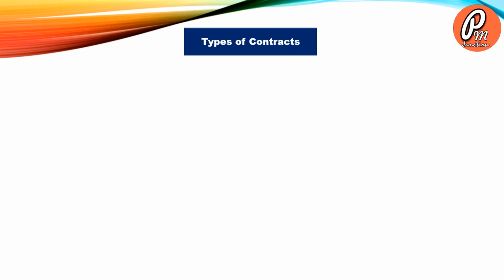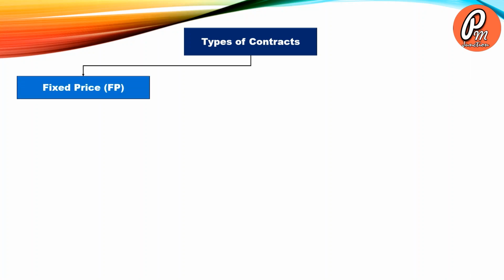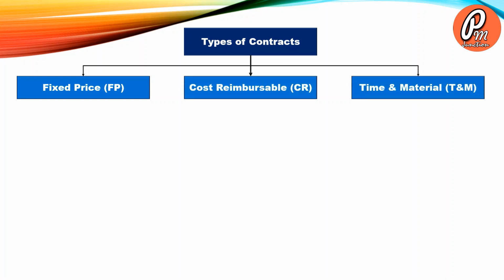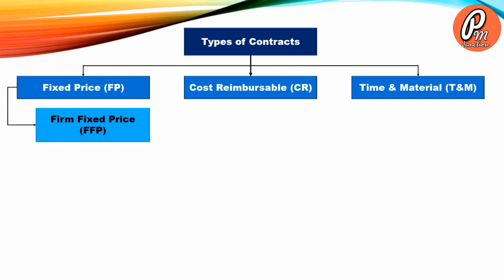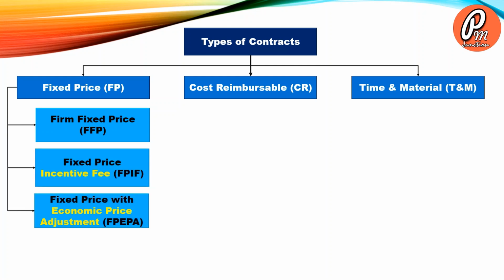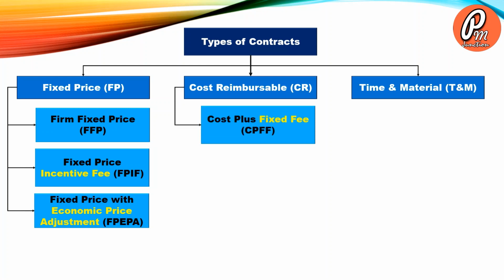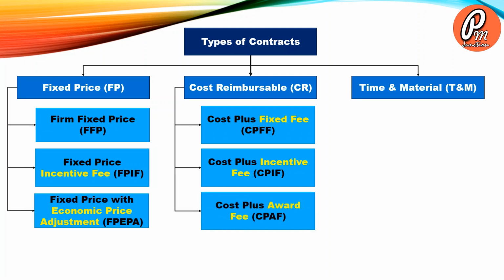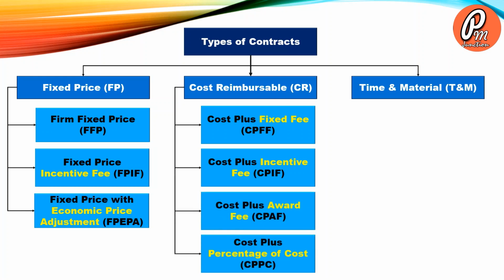Three different types of contracts are fixed price contract, cost reimbursable contract, and time and material contract. Fixed price contract is further divided into firm fixed price, incentive fee contract, and fixed price with economic price adjustment. Cost reimbursable contracts are divided into cost plus fixed fee, cost plus incentive fee, cost plus award fee, and cost plus percentage of cost.